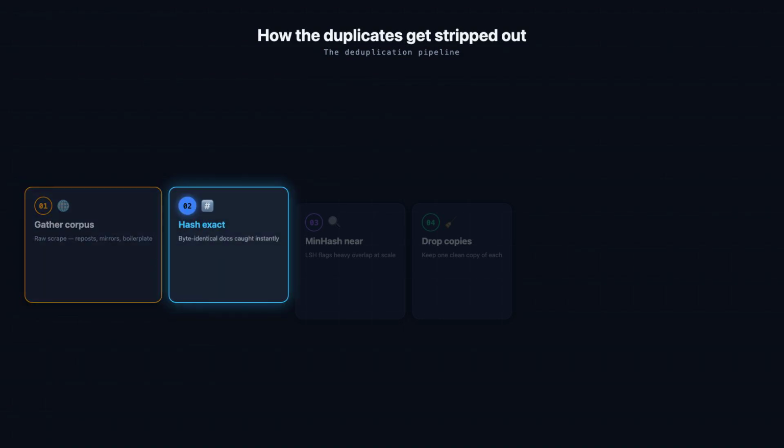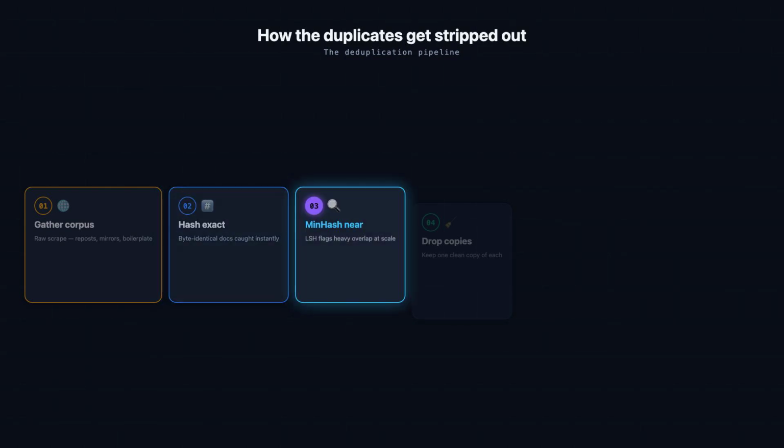Then you hash the documents to find exact duplicates. When 2 documents or substrings are byte for byte identical, a simple hash catches them instantly and very cheaply. That removes all the obvious copies right up front before you spend any real effort on the subtler cases that come next.